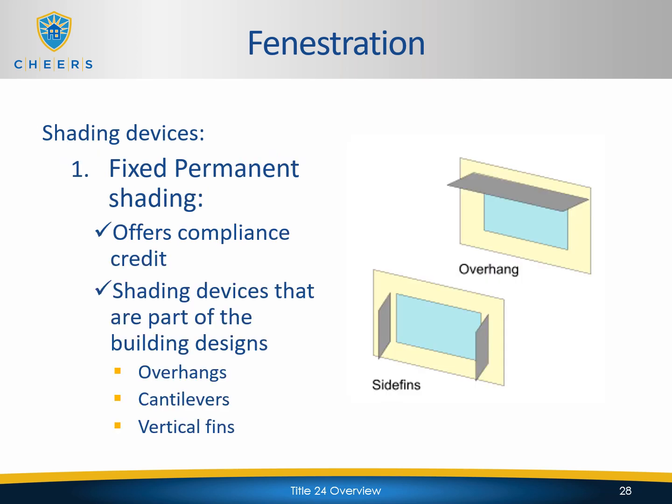So fixed permanent shading actually offers compliance credit. So fixed permanent shading is actually modeled in the CF1R. And the examples of them are side fins or overhangs. So these are shading devices that are part of the building design. And again, it could be an overhang, a cantilever, a vertical fin. Any of these are an example of fixed permanent shading. For example, a second story cantilever that extends over the first story as a porch, and it's shading the bottom windows. That's an example of fixed permanent shading, and that actually gives credit for Title 24 if modeled properly.